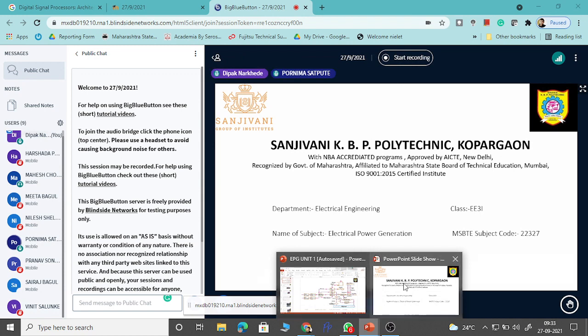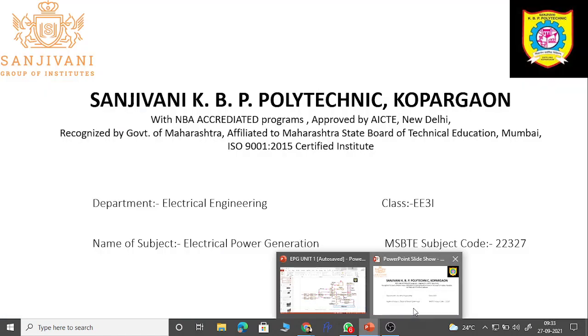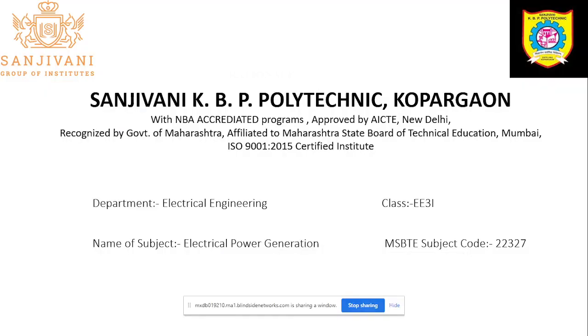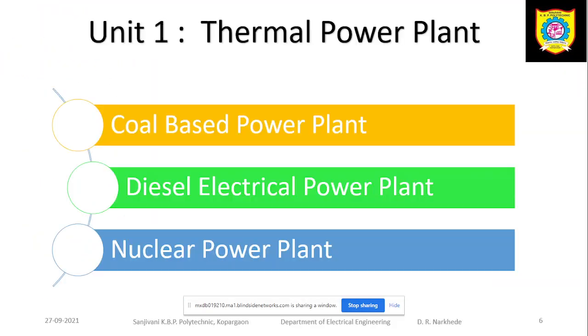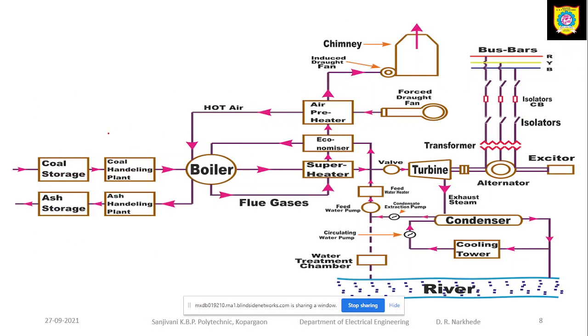लास्ट टाइमला आपण हायड्रोइलेक्ट्रिक पॉवर प्लांट थर्मल पॉवर प्लांटचं हे केलं होतं. So we are going to go into detail on what the various parts of the thermal power plant are and how it works exactly. We will discuss the coal based thermal power plant. This is the basic block diagram of a coal based thermal power plant.